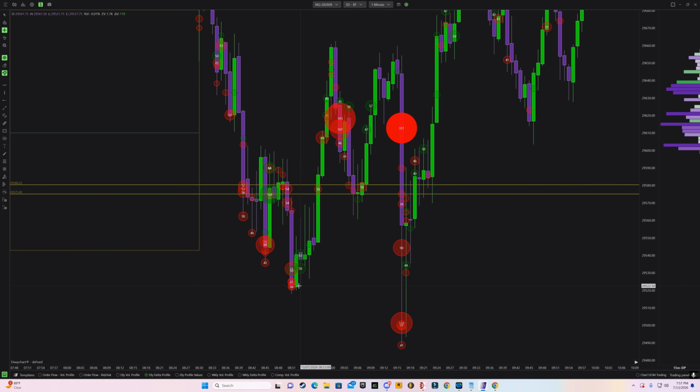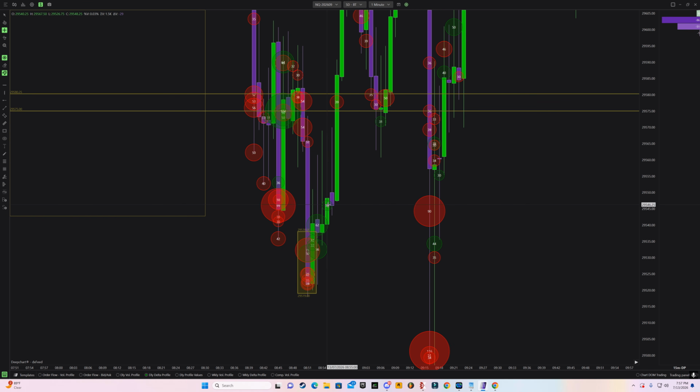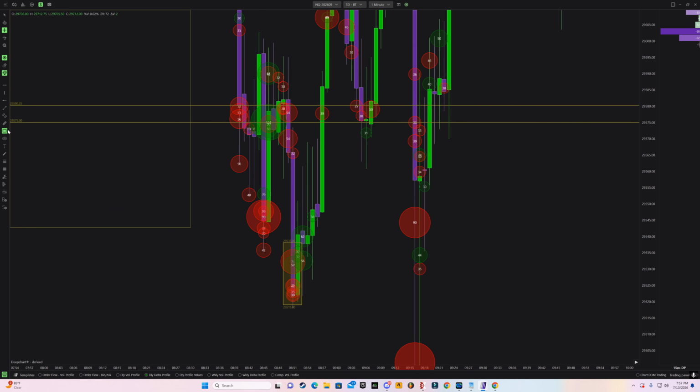Now we push down once more again, right? And we have more sellers getting absorbed, right? And then this is our first sign. We have 30 buyers in the body of a bullish candle. And did we get a close below these aggressive buyers?